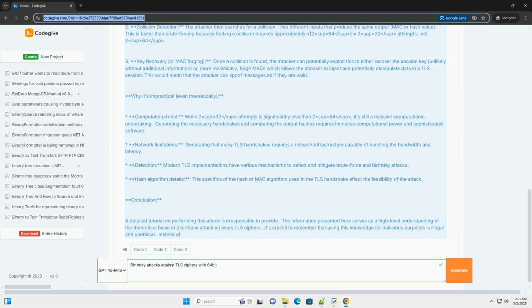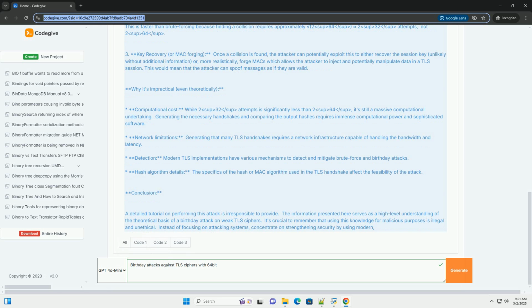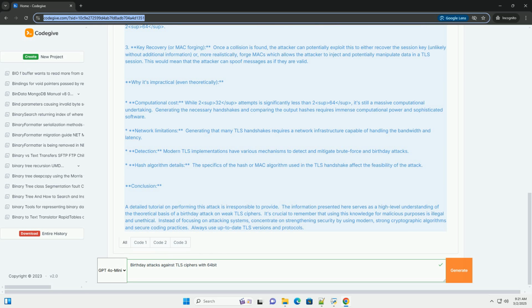Theoretical background: birthday attack on 64-bit TLS ciphers. The birthday paradox states that in a group of only 23 people, there's a greater than 50% chance that two people share the same birthday. This seemingly counterintuitive result stems from the combinatorial explosion of possibilities. A birthday attack exploits this principle in cryptography.